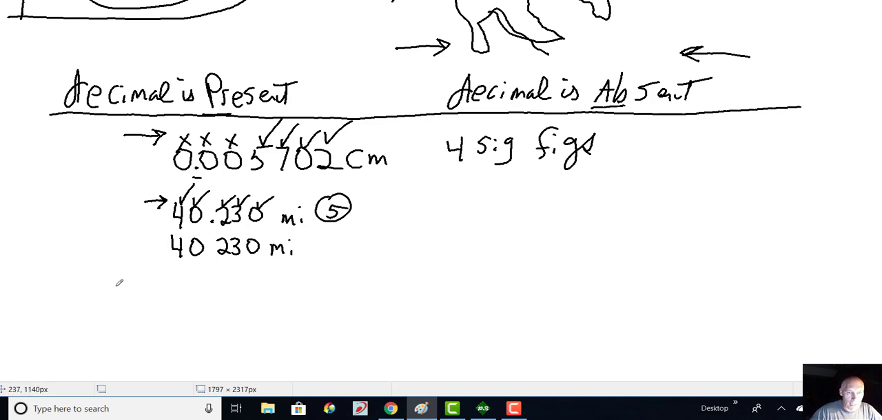So that has 5 sig figs. This one, the decimal point's absent. I begin counting from the Atlantic side. That zero doesn't count. It's a non-zero digit. Now you begin counting. 1, 2, 3, 4. That has 4 significant figures. Okay, brings me to a point.